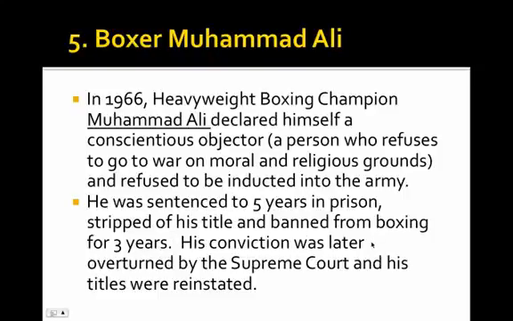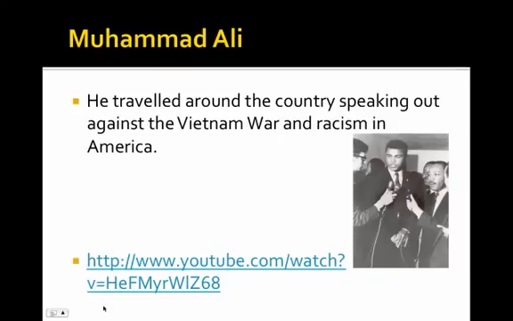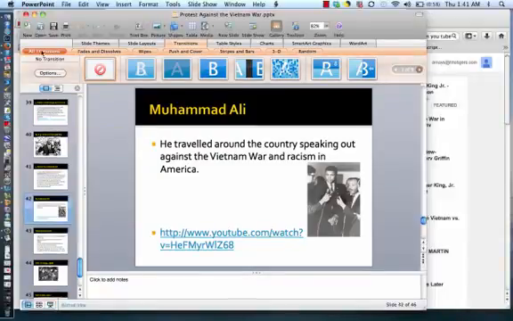But he went to court to be granted conscientious objector status, and he won in court. His conviction was later overturned by the Supreme Court, and his titles were reinstated. During the time that he was battling in court, he traveled around the country speaking out against the Vietnam War and also against racism in America. I'm going to try to show you a little part of that speech as well.